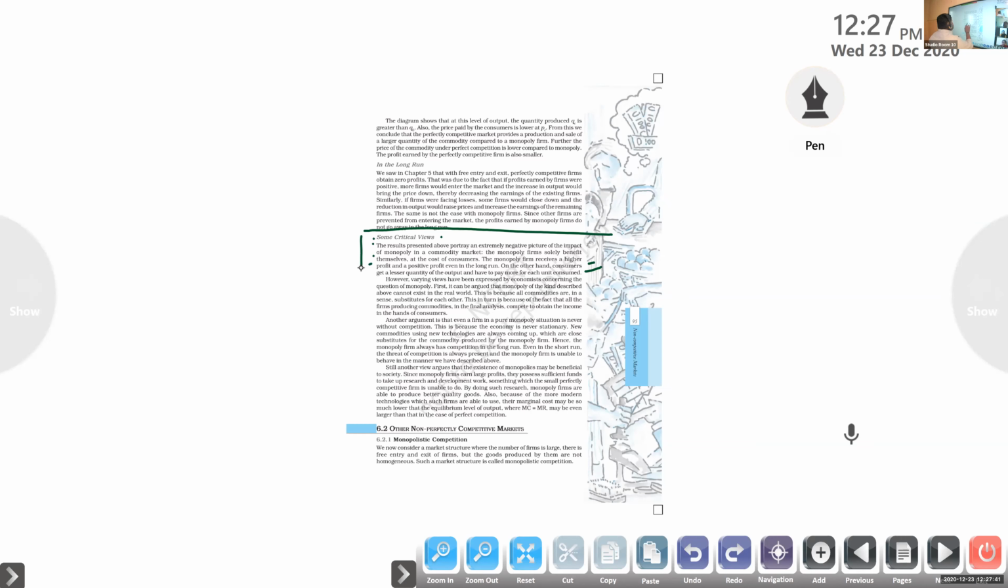However, varying views have been expressed by economists concerning the question of monopoly. So different economists are giving different views related to the monopolistic market condition. First, it can be argued that monopoly of a kind described above cannot exist in the real world.